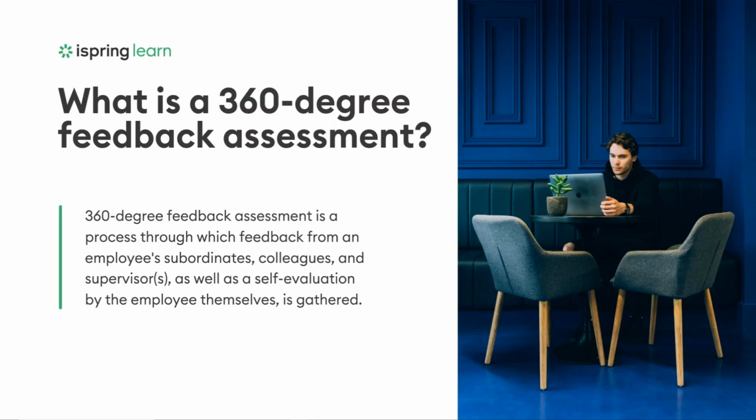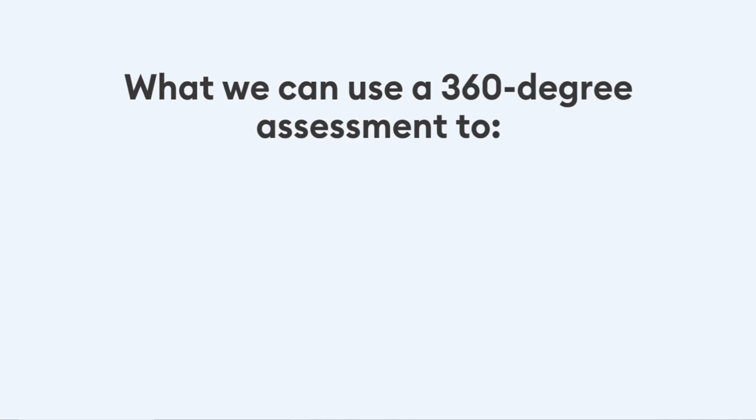Now let's talk about what a 360-degree feedback assessment is. Actually, it's a process through which feedback from an employee's subordinates, colleagues, and supervisors, as well as a self-evaluation by the employee themselves, is gathered. All evaluations are anonymous, so your employees won't know who evaluated them.